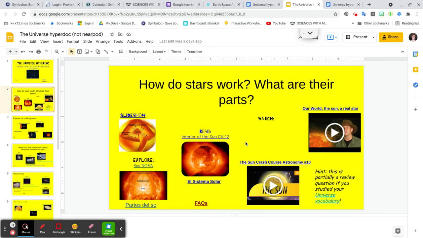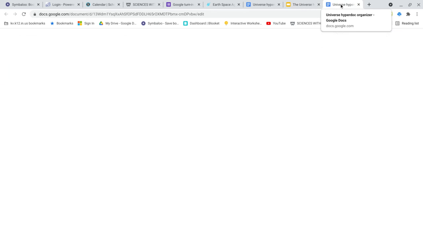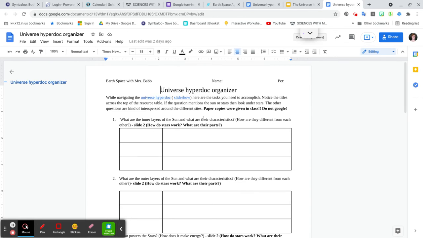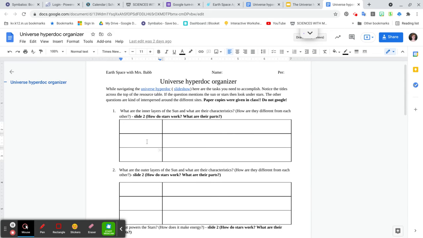Okay, so this is supposed to help you answer the first three questions. How do stars work and what are their parts? So if I look at this, what are the inner layers, their characteristics? What do the different layers do? That is what I want you to put over on this side. So this would be the three inner layers, which we have talked about in class: the core, the radiative layer, and the convection layer. Sometimes they're zones depending on the book or source I'm looking at: radiative zone, convection zone.